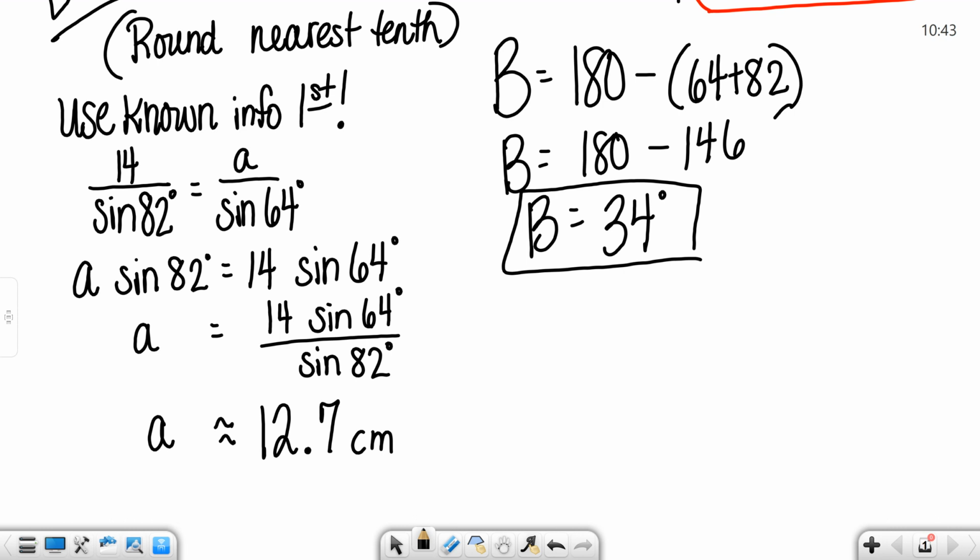So here's what I don't want you to do. I don't want you to do sine of 64 and write something down. I don't want you to do sine of 82 and write something down. Okay, because then those are two rounded answers. Don't round until the very end.